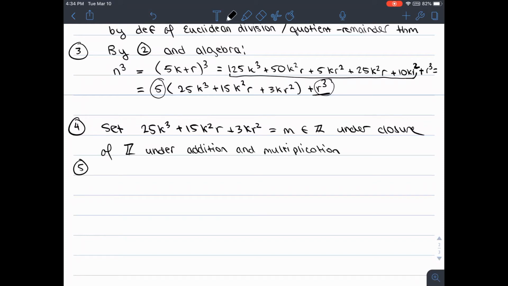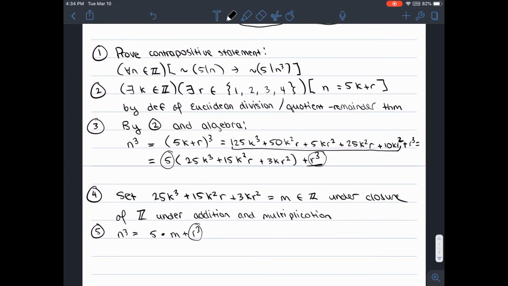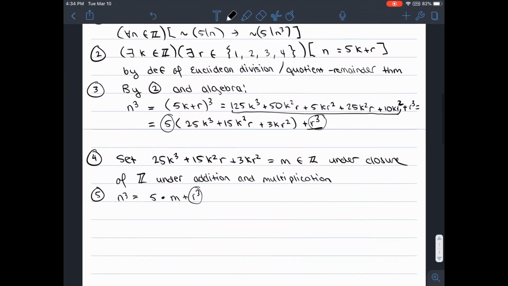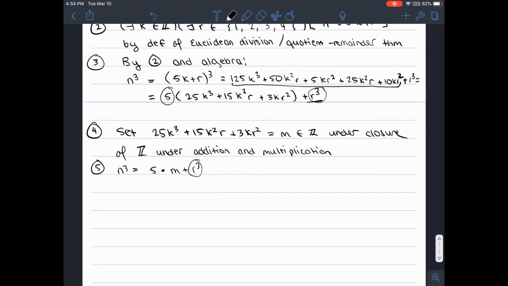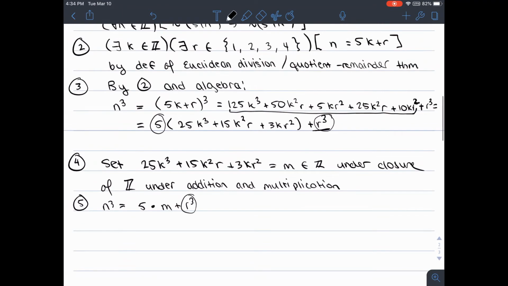Thus, from 4 we can get that n cubed is equivalent to 5 times m plus r cubed. Notice how this looks familiar to our original statement where we set n equal to 5k plus r. This time it's just 5m plus r cubed, and it's again very similar to the quotient remainder theorem. We want to prove that r cubed is not equivalent to 0. We can do that in a couple of steps.